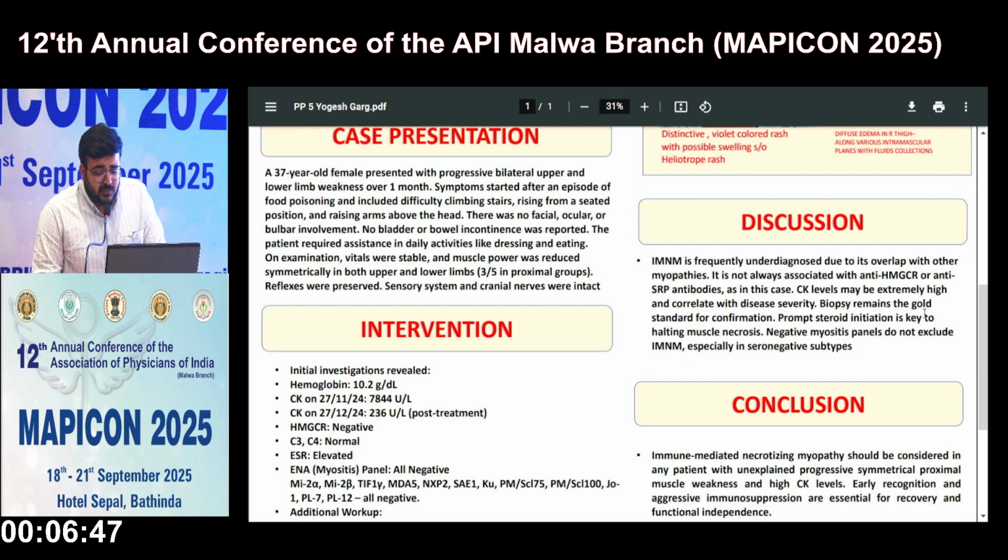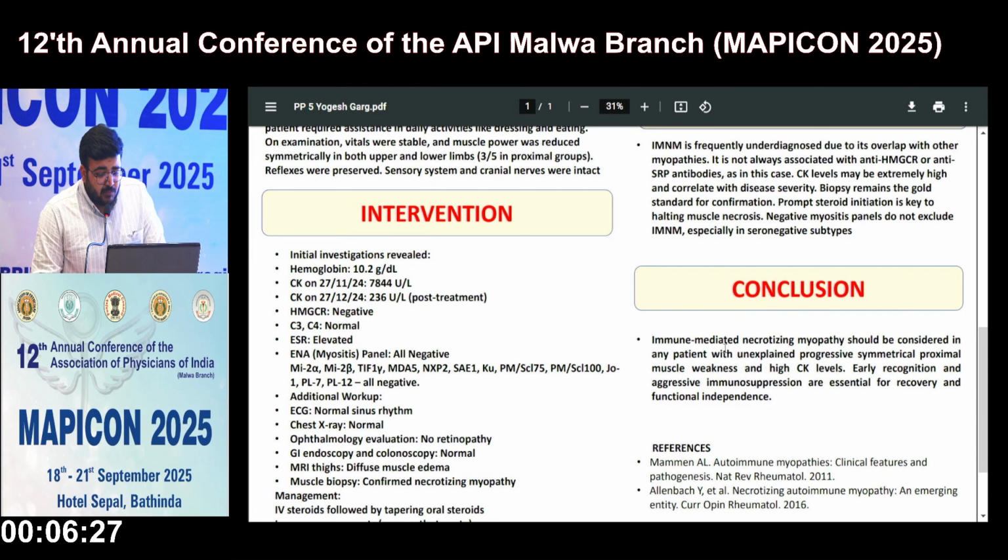Creatine kinase levels may be extremely high and correlate with disease severity. Biopsy remains the gold standard for confirmation, and prompt steroid initiation is the key to halting muscle necrosis. A negative myositis panel does not exclude immune-mediated necrotizing myopathy, especially in seronegative subtypes.